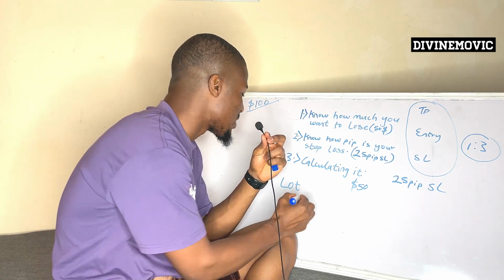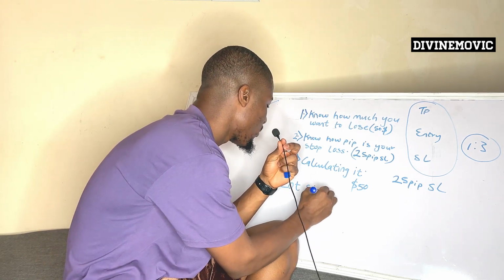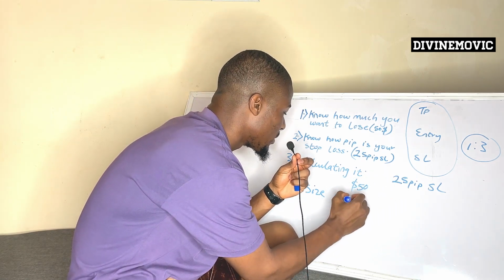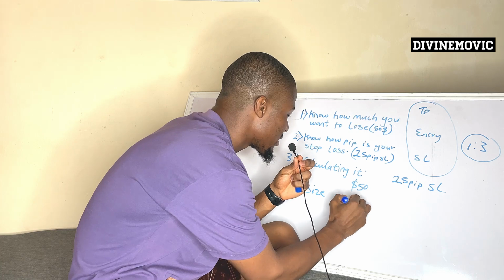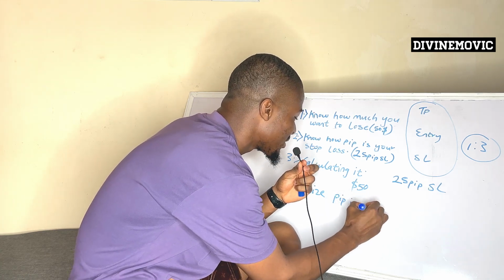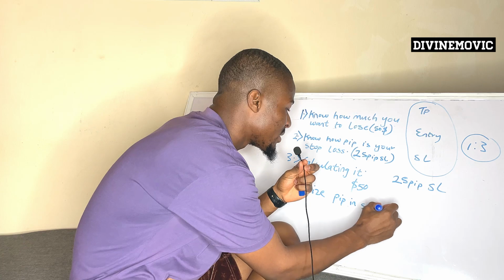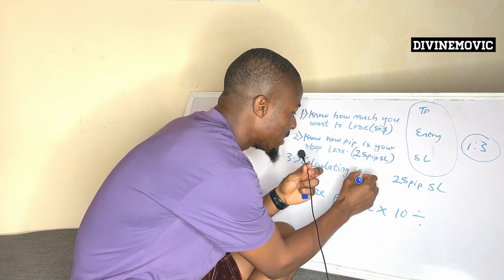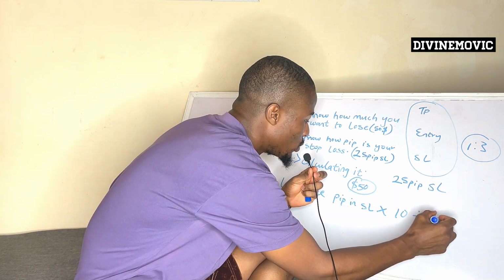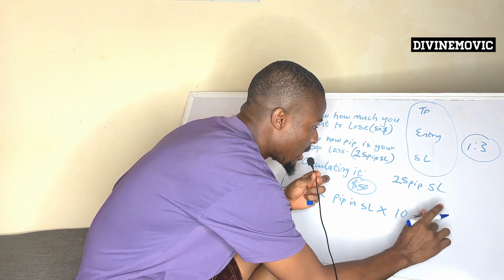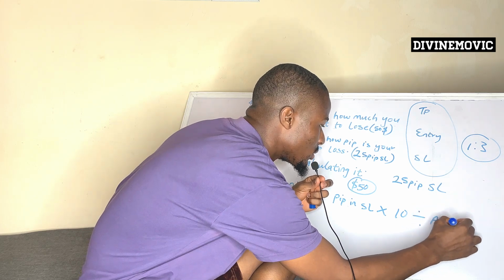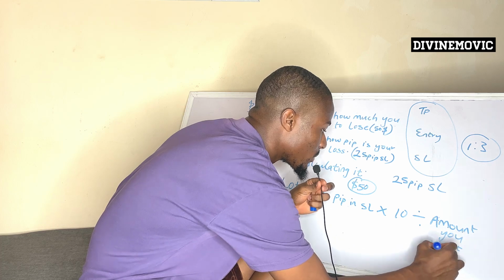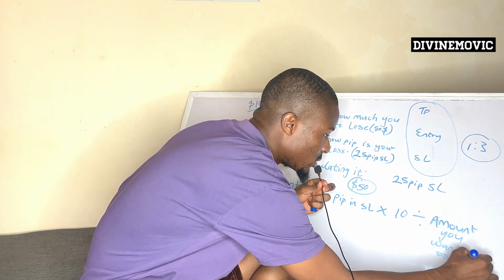In this case, for us to know the lot size to use, this is going to be like mathematics. Lot size is equal to the pips in stop loss, this is a mathematics class now, the pips in stop loss times 10, right, divided by the amount you want to lose. That is, the amount you want to lose.